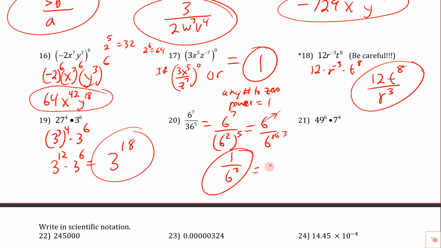That's it. If you wanted to, you could write 1 over 216. That's one of those perfect cubes. If you wanted to, you're totally welcome to, but I would take either answer there.